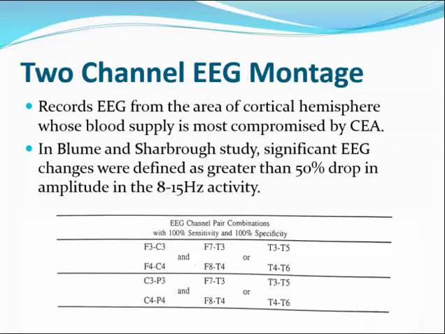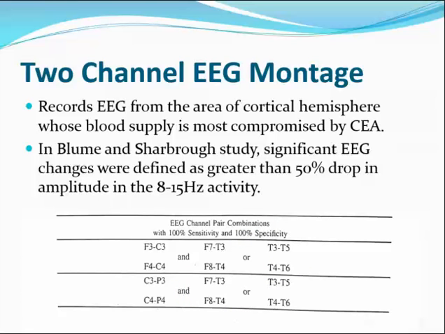endarterectomy procedure. In Bloom and Cerebral studies, significant EEG changes were defined as greater than 50% drop in amplitude in the 8 to 15 hertz activity. That's alpha and some beta activity there. And this is what the montages were, but this is just for academic discussion only. We want to look at the practical ones.